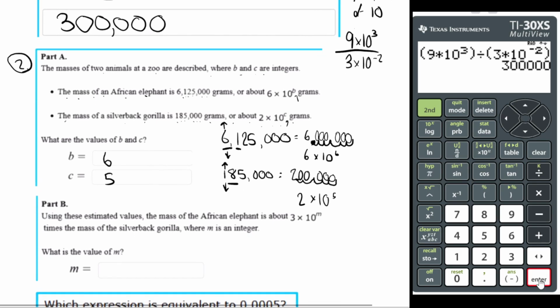Part B. Using the estimated values, the mass of the African elephant is about 3 times 10 to the m times the mass of the silverback gorilla, where m is an integer. What is the value of m?